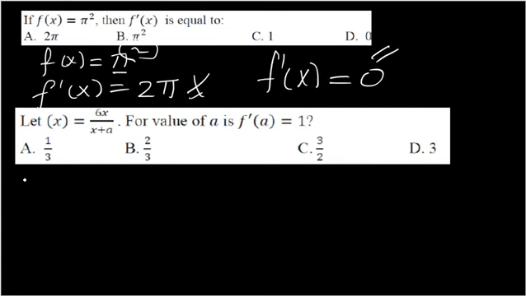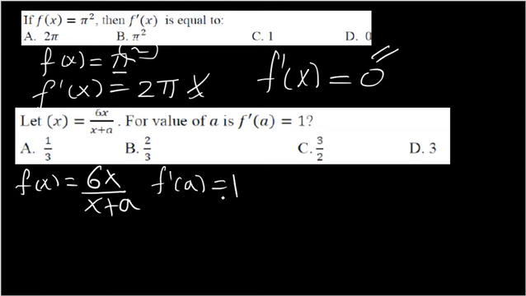The second one says f of x is equal to 6x over x plus a. So what is asked? We need to find a such that f derivative at a is equal to 1. The a value is asked, but this is the given condition: f derivative at a is already given to you. Okay, so let's derive it first.